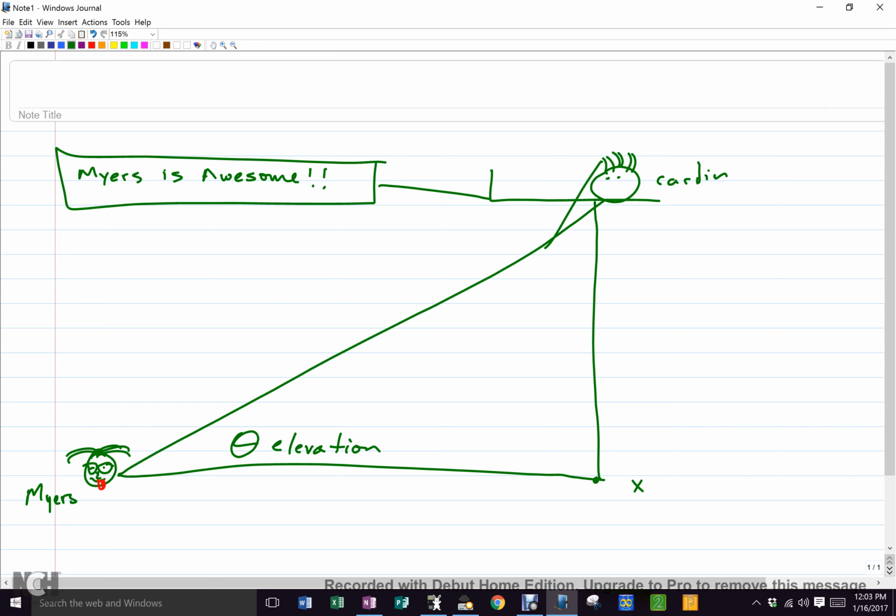Now draw Carlin's angle of depression. Where would he have to look? He would look straight backwards to point Y, which is right above Myers, and then down to Myers. And where would theta be? Right there.